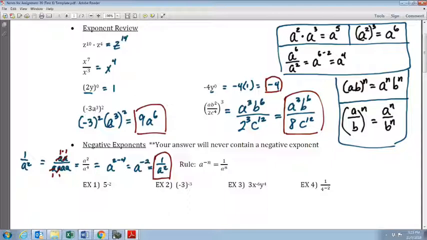So it turns out the rule is a to the negative n power is equal to 1 over a to the positive n power.